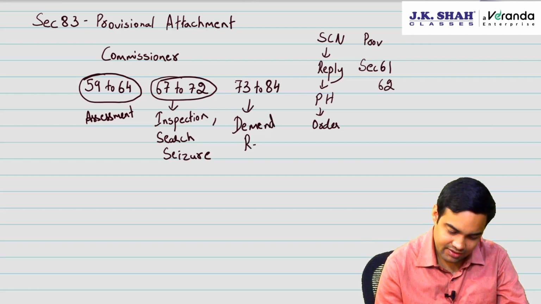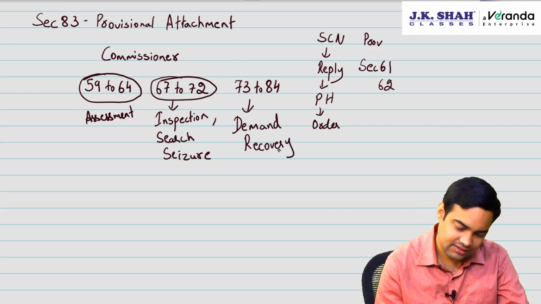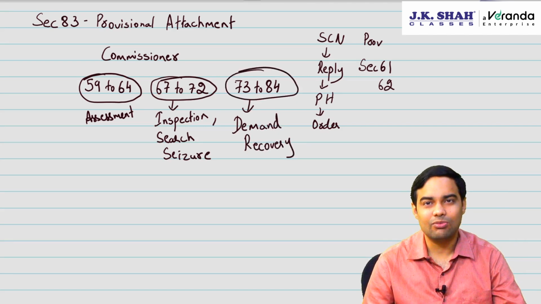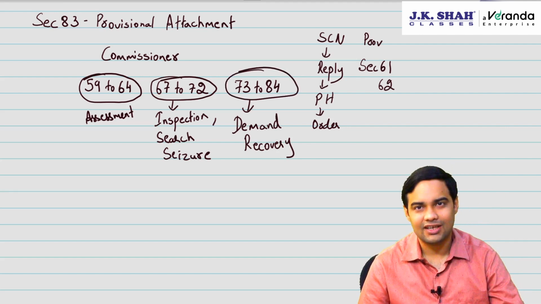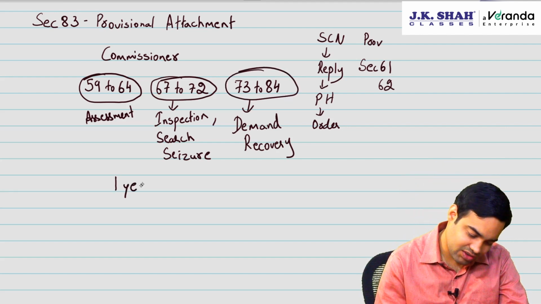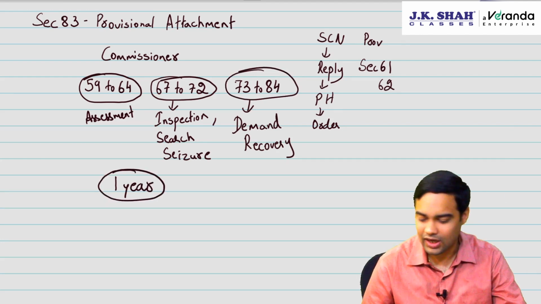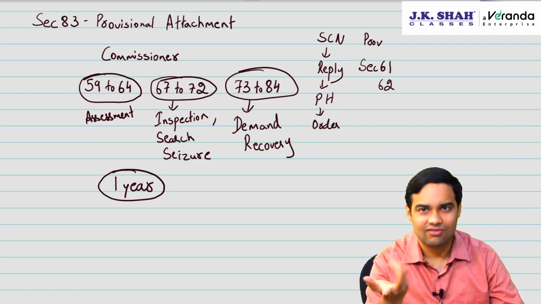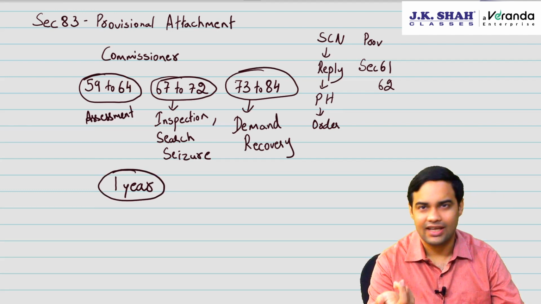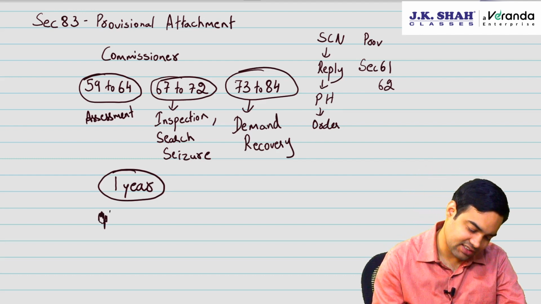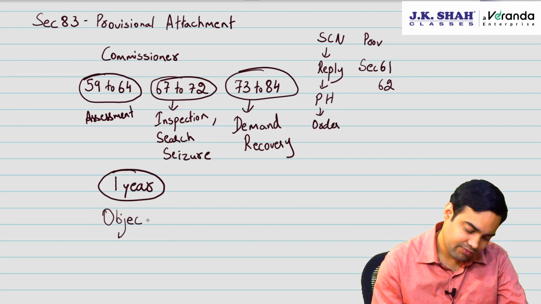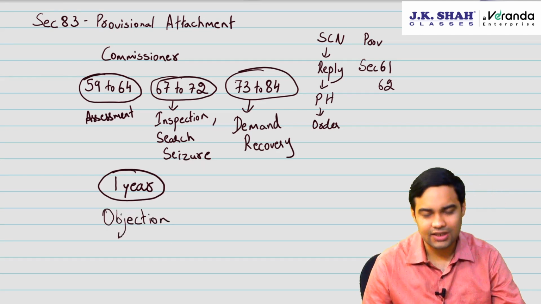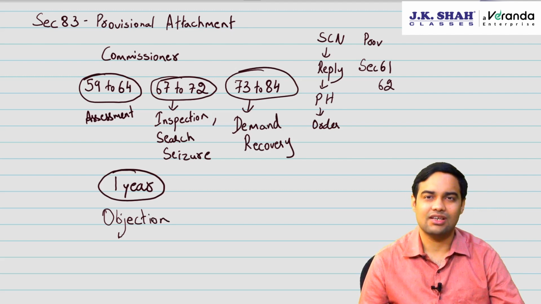If any of these are going on, then can the Commissioner provisionally attach the property? Yes, movable and immovable, both can be attached. The maximum time period for which the attachment will work is 1 year from the date of attachment. Suppose you are able to convince him that everything is fine, then he will remove it anyway, because you can file an objection against this. If he is satisfied with the objections, then he will remove the provisional attachment. Or within 1 year, the moment 1 year expires, automatic removal will happen, because the law provides for it.